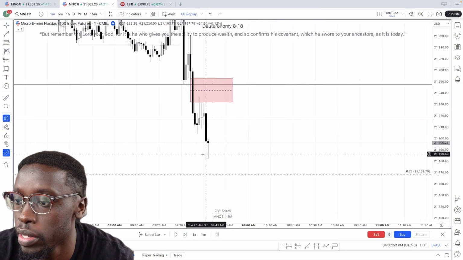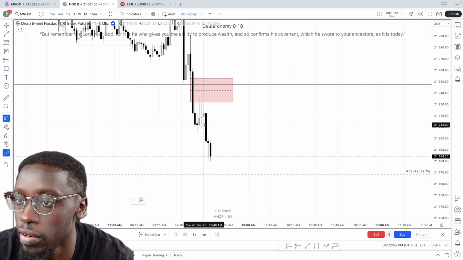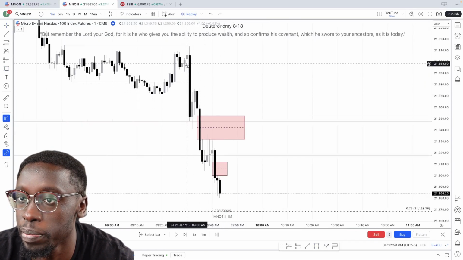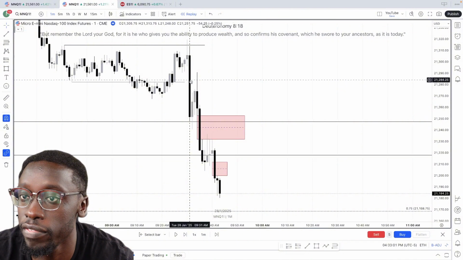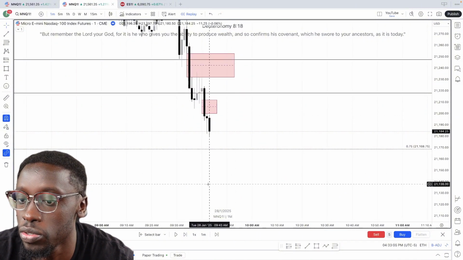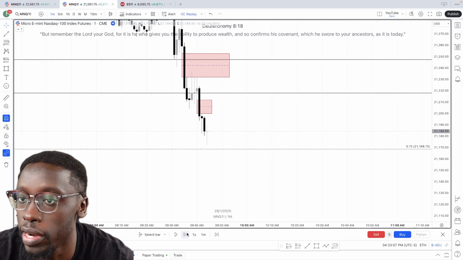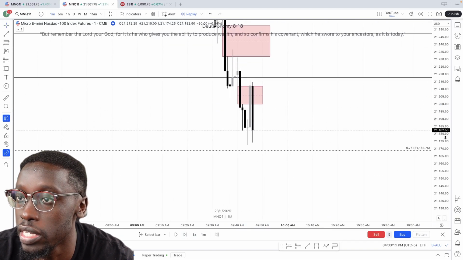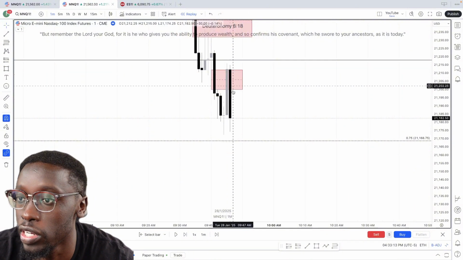We formed another imbalance here, right? So we had been still respecting, you can see we respected this imbalance. This was the first presented fair value gap at 931. We respected this one, 934. We formed this one here. And then that one actually was respected as well, almost to the tick, right? We traded into it and then traded lower.